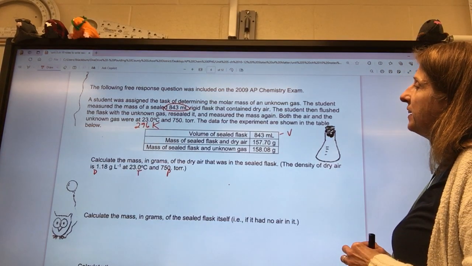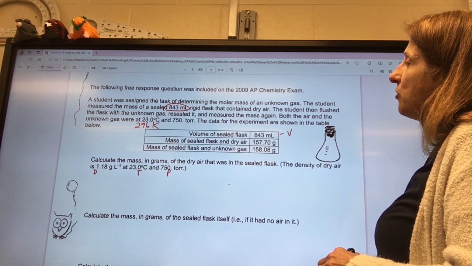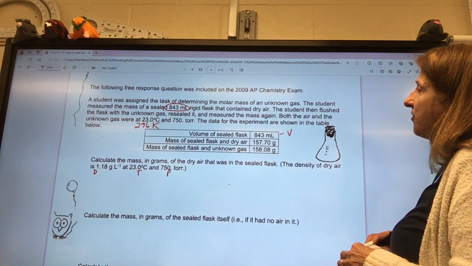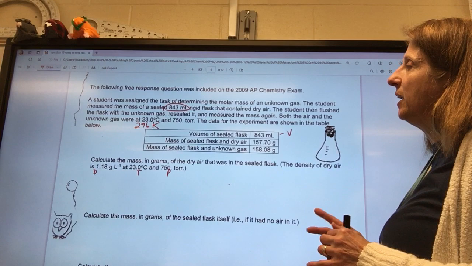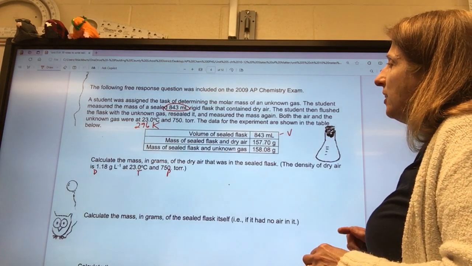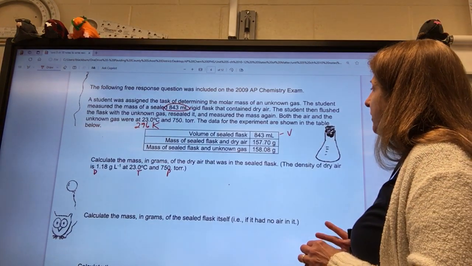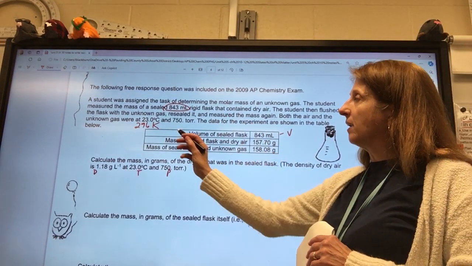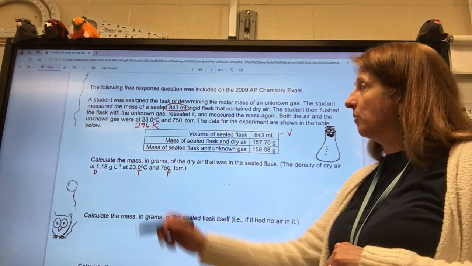A student was assigned the task of determining the molar mass of an unknown gas. The student measured the mass of a sealed 843 milliliter rigid flask that contained dry air. The student then flushed the flask with an unknown gas and resealed it, measured the mass again. Both the air and the unknown gas were at 23 degrees Celsius and 750 torr. The data for the experiment is shown in the table below. So, before we even look at that, we should change that Celsius to Kelvin, shouldn't we? Step one, so we don't forget to do it.